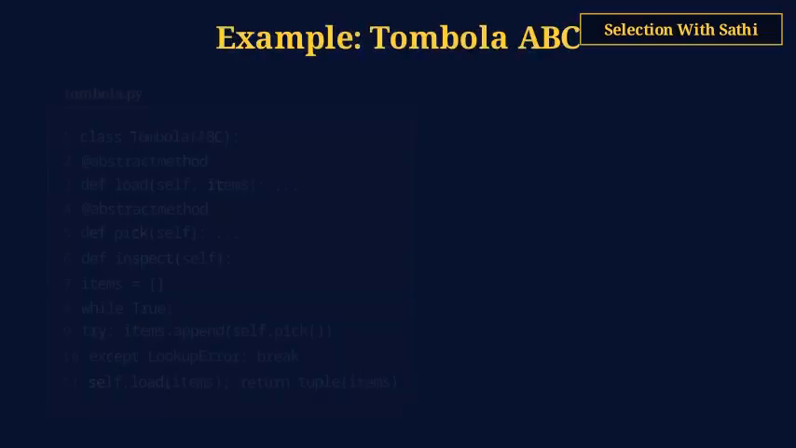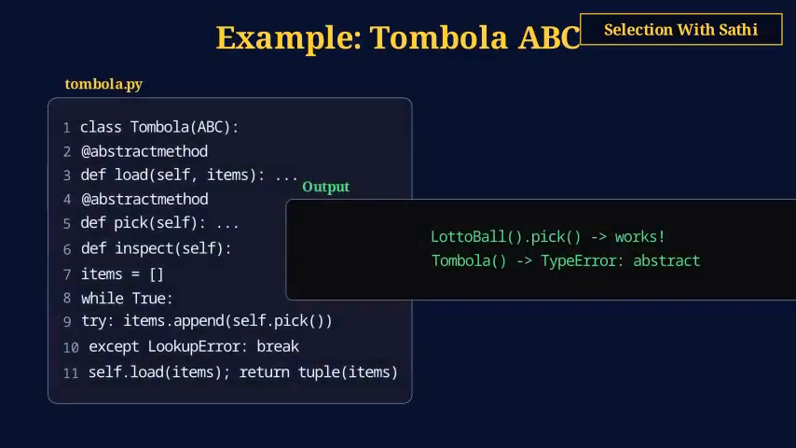Let's build a Tombola ABC, a lottery interface from Fluent Python. Class Tombola inheriting from ABC. It has two abstract methods, load, which adds items, and pick, which draws one at random. A concrete LottoBall subclass implements both methods and works fine. But if you try to instantiate Tombola directly, Python raises TypeError. You cannot create instances of an abstract class.